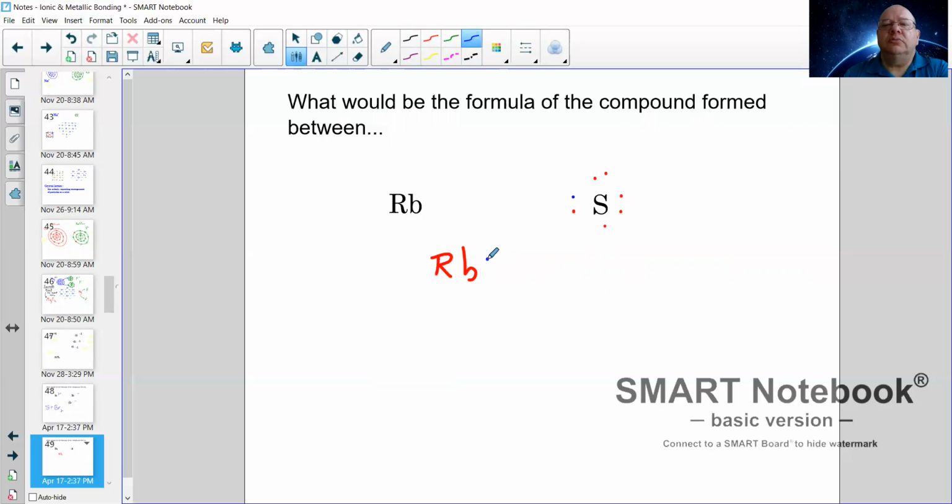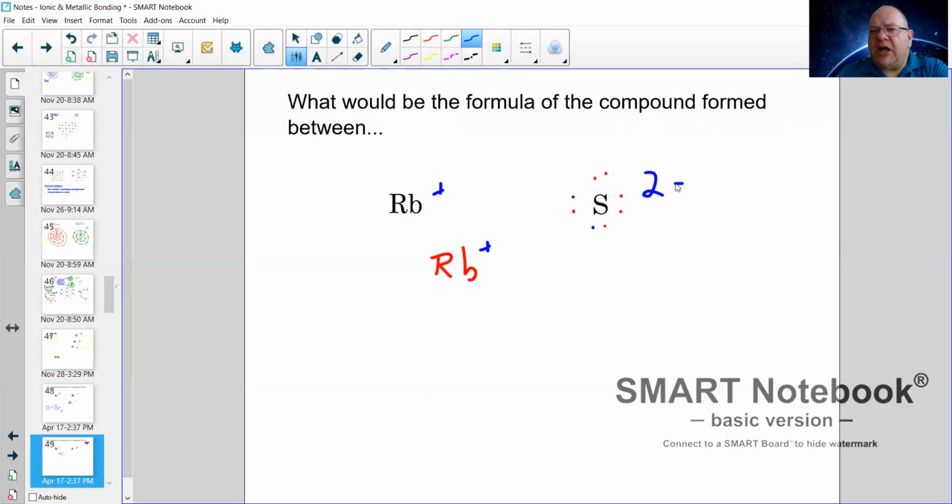I wanted it to have blue. Don't know why that changed. Okay, so now sulfur grabs the electron from the other rubidium, and we see that we have a rubidium plus, another rubidium plus, and a sulfur 2 minus. The sulfur's gained 2 electrons.